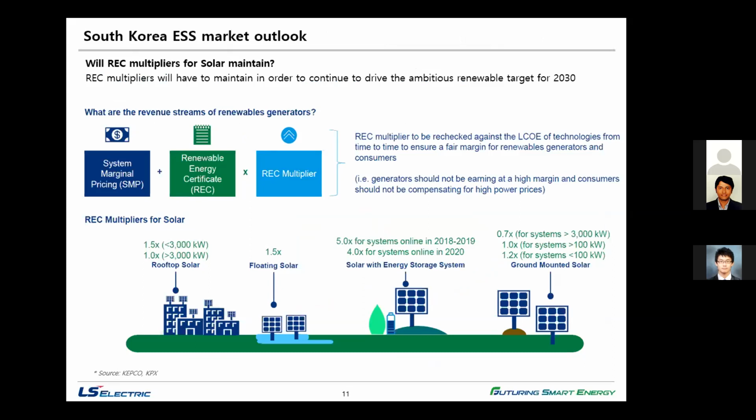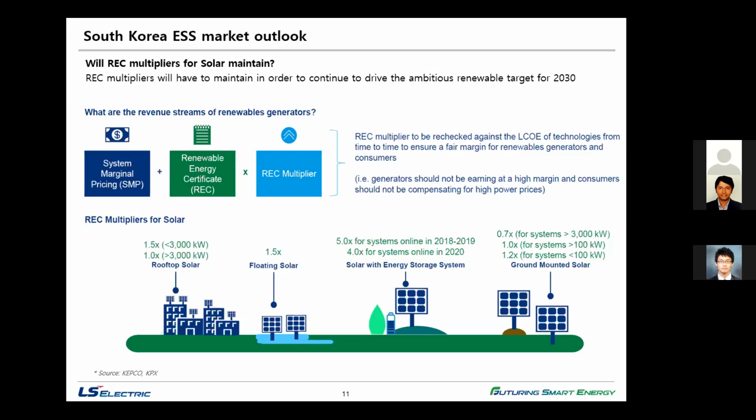So any private power producer from renewable energy resources, for 1000 kilowatt hours, that equals 1 REC, right? They have this as something like a stock market. They produce the power and resell it to the utility in Korea, which is called KEPCO. Then they have a formula for how to multiply.